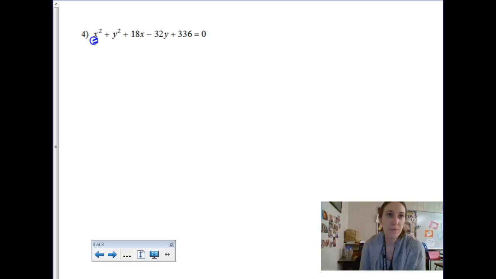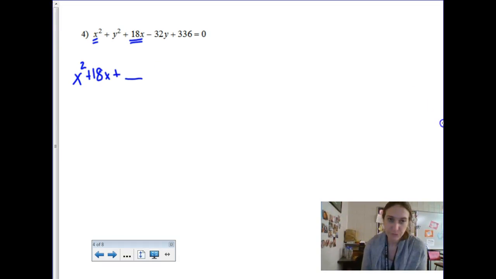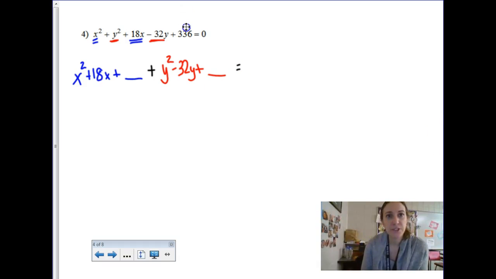Same thing here. I'm going to use blue on the x's this time. So x squared plus 18x. I'm going to leave a little blank to complete that square. Plus y squared minus 32y. And then we're going to leave a blank so I can complete that square. And then this original constant of 336 I'm going to subtract over. Get it out of there so I can complete the square in peace.